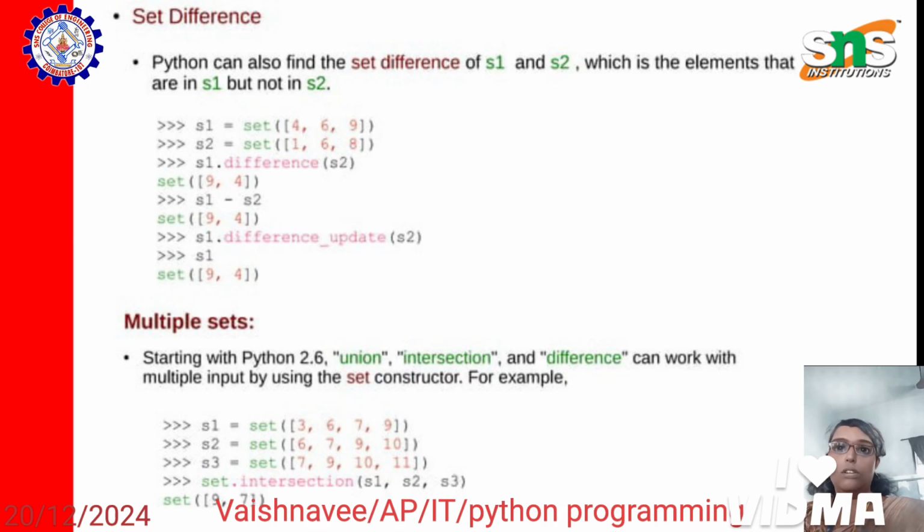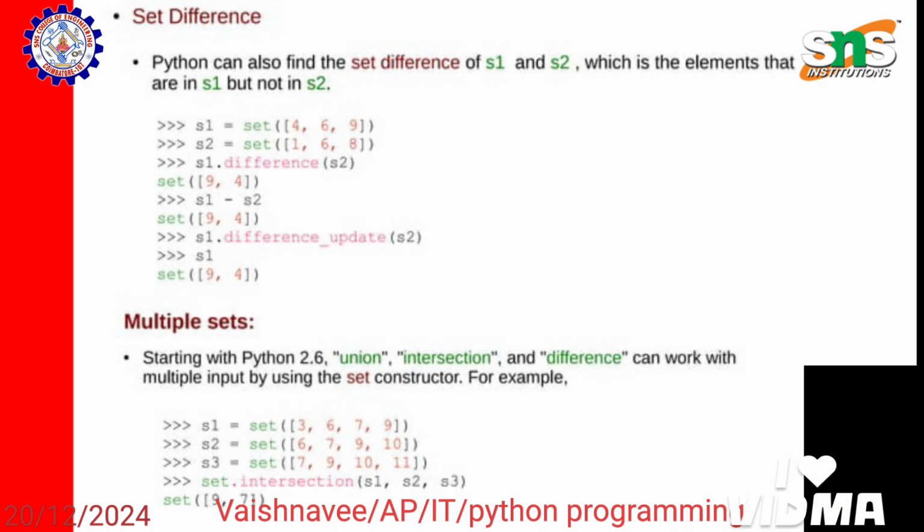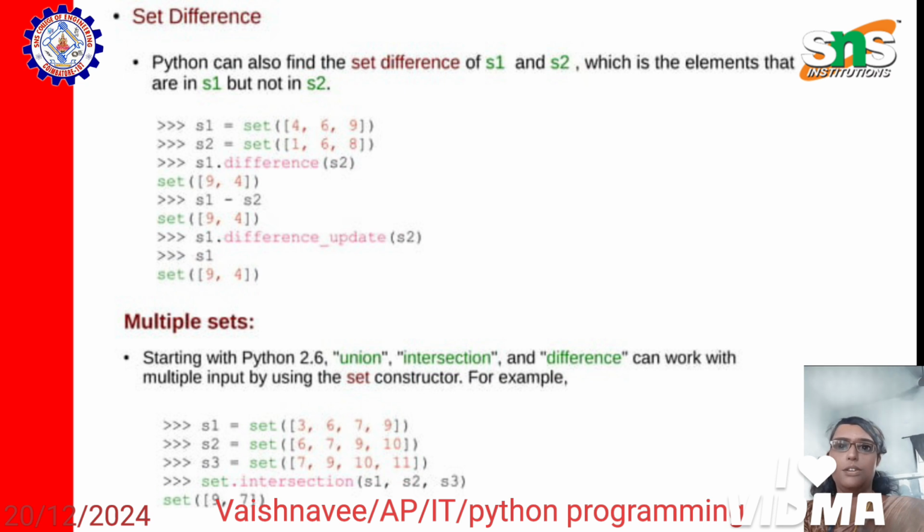It will give the set difference, so set 9, 4. This can also be done with the hyphen: S1 hyphen S2 gives the set difference, 9, 4. When we give S2.difference(S1), it will print 1, 8. There is also S1.difference_update. So this is about set difference.